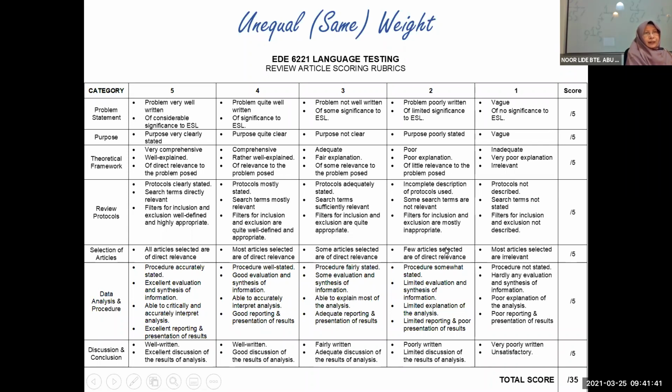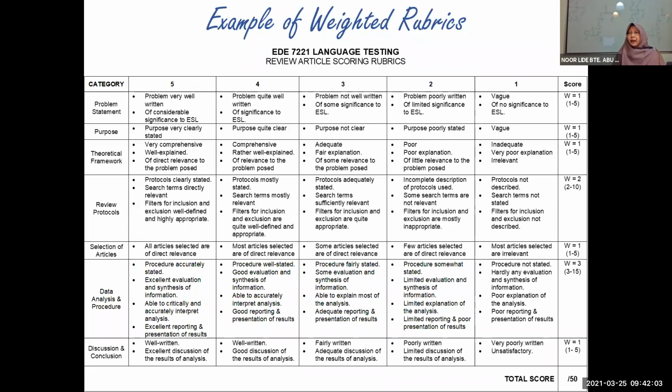But then when you look at this, you say that, okay, actually purpose, maybe I shouldn't give the same weight for purpose as I should for data analysis, because there's a lot of work that goes into a data analysis, and therefore I want to give more weight. So what I can do is that I can come up with a weighted rubric. Let's say, problem statement and purpose, and also the theoretical framework, I give it a weight of 1. But for the review protocol itself, selection and also data analysis, I give more weight. So I give the bulk of the weight actually on the data analysis procedure. So this is a weighted rubric.